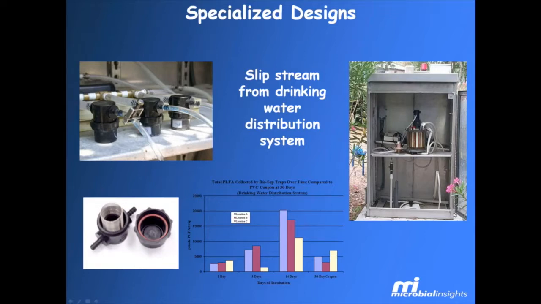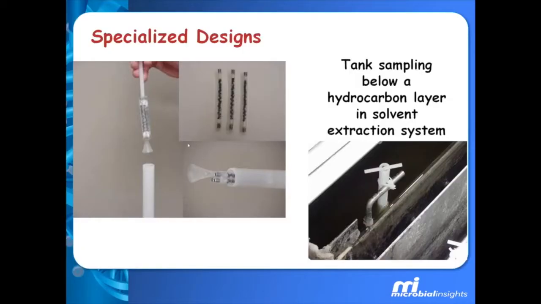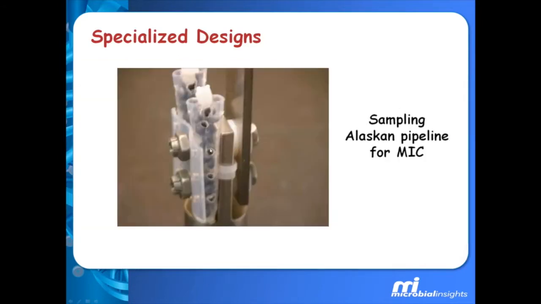For example, here are some flow-through biotraps that were used on a slipstream in a drinking water distribution system. Here you're looking at biotraps that were deployed in a solvent extraction system, in basically a drum sampler, so that you could go down through the top kerosene layer and then open up the sampler and expose the biotraps to the aqueous layer underneath. These are some biotraps mounted on a corrosion coupon holder. These were deployed in a pipeline in Alaska.